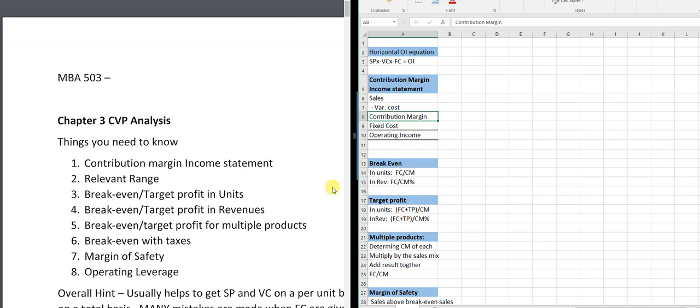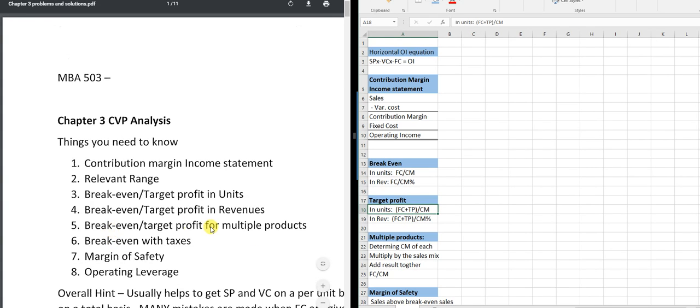So break even and target profits, you can solve them with this, and if you need to know how to get from this equation to this equation, go back to the prior video and watch it. I'm not going to go back through it. Break even in units is fixed cost divided by contribution margin. Break even in revenues is fixed cost divided by contribution margin percent. Target profit in units is fixed cost plus target profit divided by contribution margin. In revenues, fixed cost plus target profit divided by contribution margin percent. You can use the same formula as I said before, because at break even, target profit is 0.